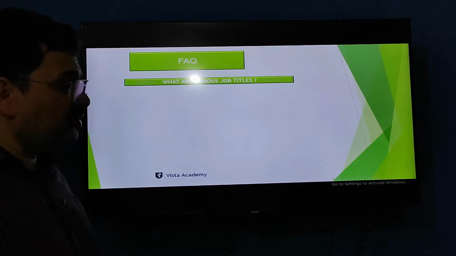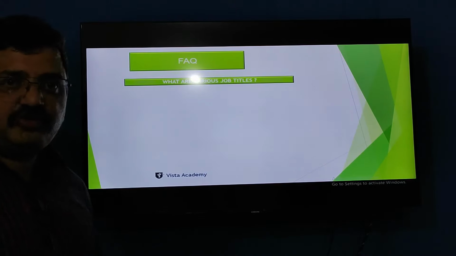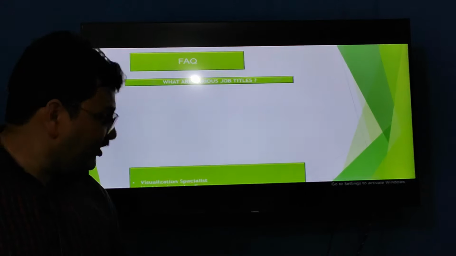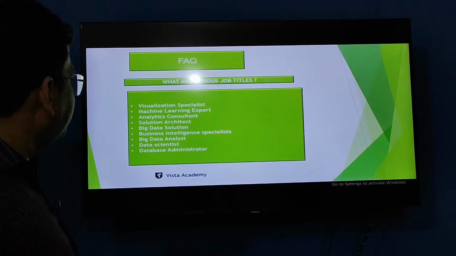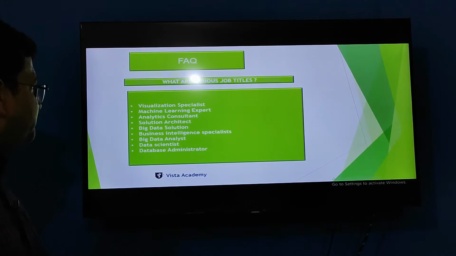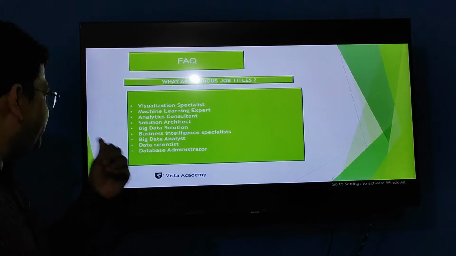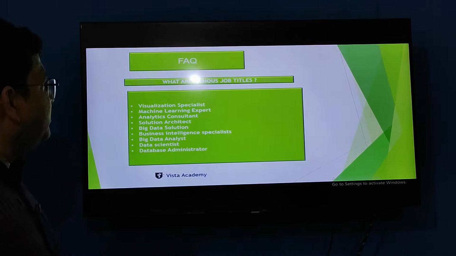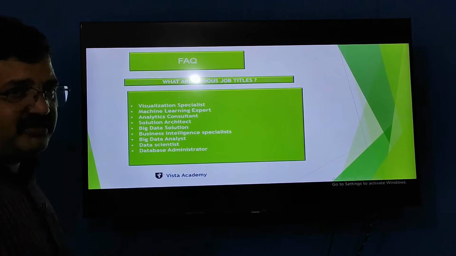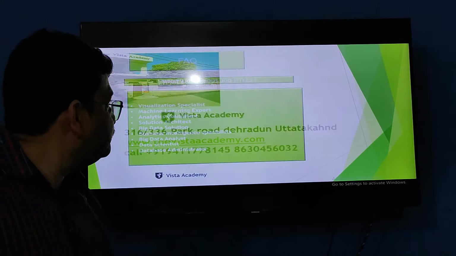Next, what are the various job titles? When you enter this field, there are different job titles: visualization specialist, machine learning expert, analytical solution architect, big data solution, business intelligence specialist, big data analyst, data science chief, data administrator. These are the several job titles with which data analytics professionals will be called.